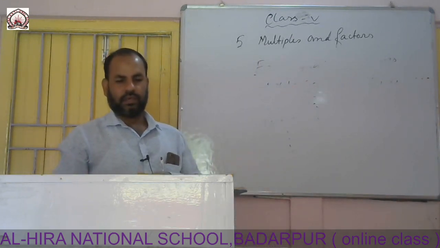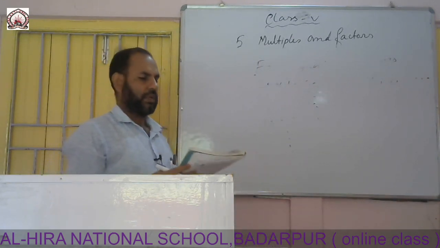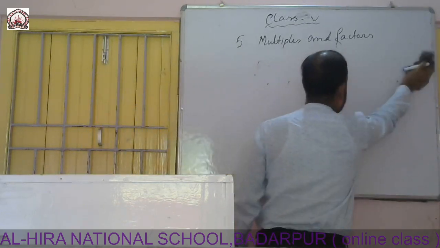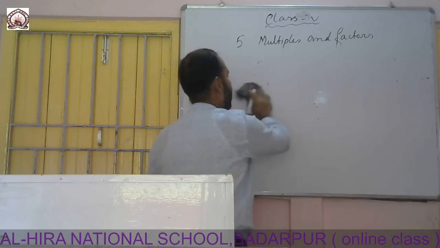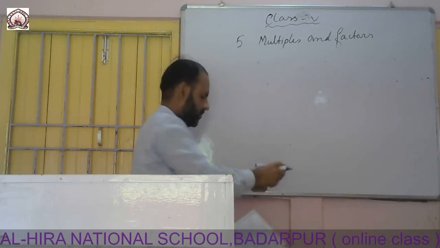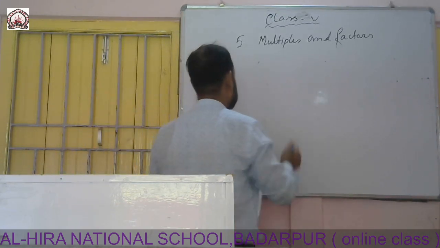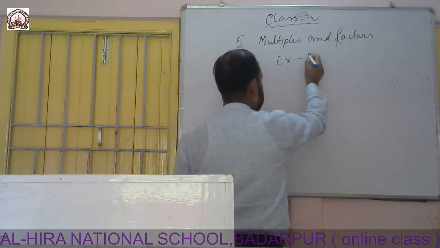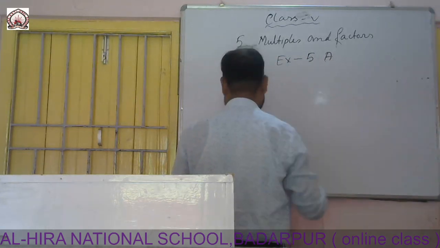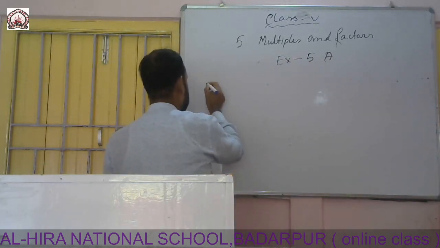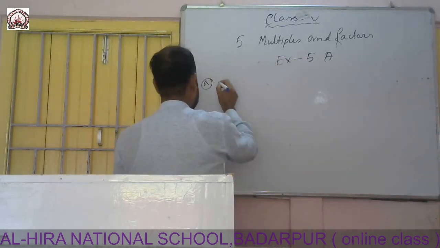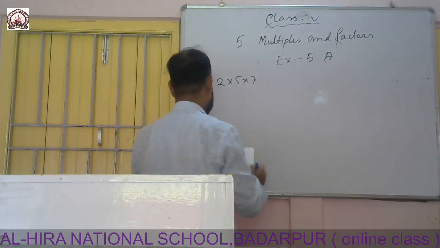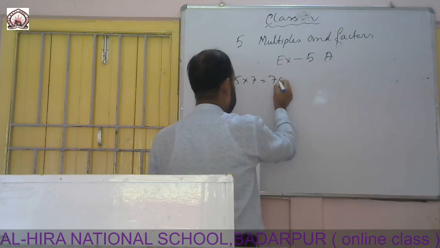Let us solve exercise 5A. Question number A, 2 into 5 into 7 equal to 70.